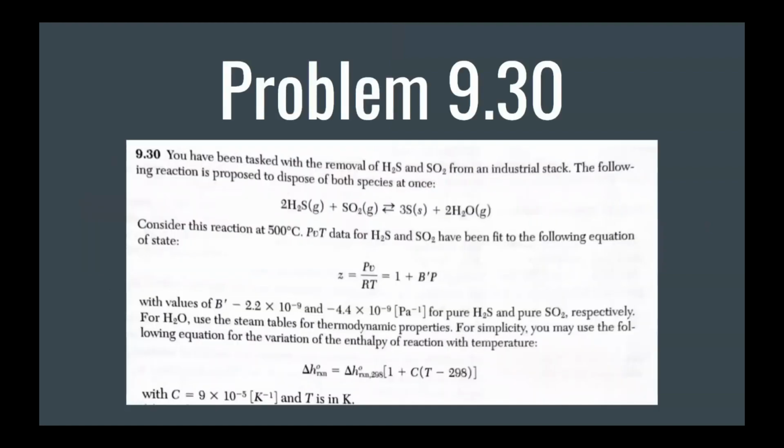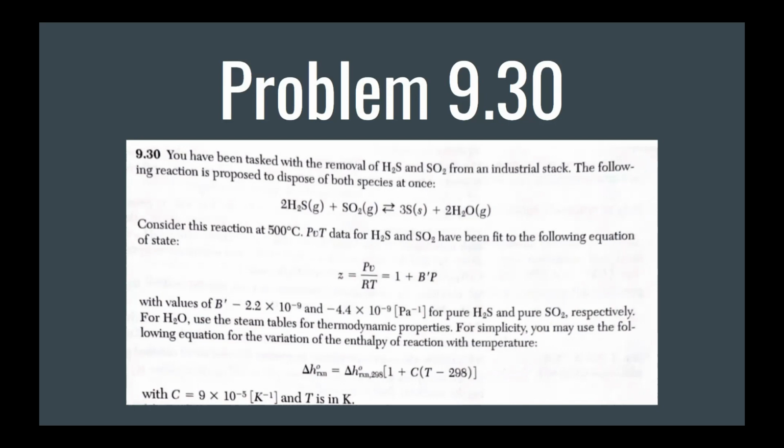This leads us to an example problem to help us further understand how thermodynamics relates to this process. This is problem 9.30 in the textbook. Basically, the whole problem statement is we are given the reaction that was just shown on the previous page, and we're told that we need to remove this hydrogen sulfide and sulfur dioxide from an industrial stack, as often done during refinery operations and other industrial processes.